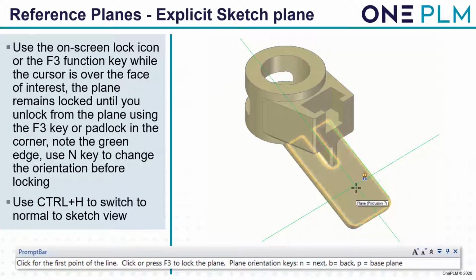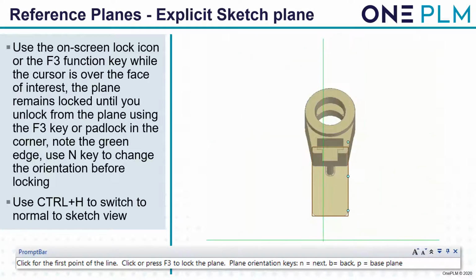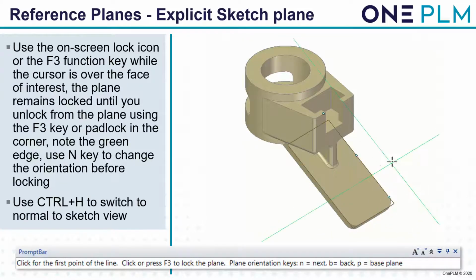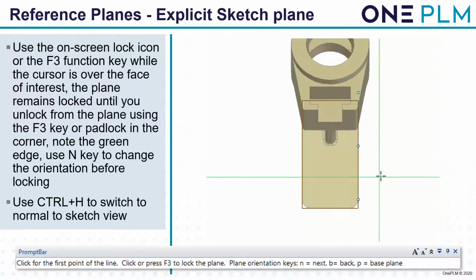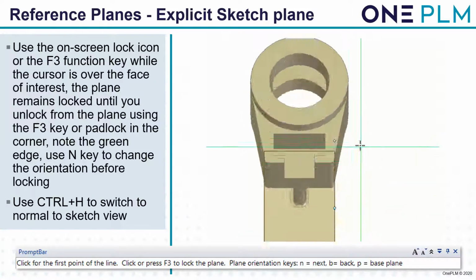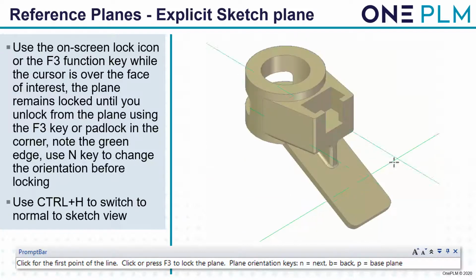Within Synchronous Technology, we don't have a specific sketch environment. We sketch on faces within the normal 3D environment. We can use the on-screen lock icon or the F3 function key while the cursor is over a face of interest to lock the plane. This remains locked until we use F3 or the padlock, which will appear in the top right of the screen. Note we get a green edge which is showing us the plane lock orientation option. We can change this using the N key or B or P. We can see the options on the prompt bar. Once we've locked to the plane, we can use a shortcut on the bottom of the screen, or a keyboard shortcut, Control H, to lock to that sketch view.